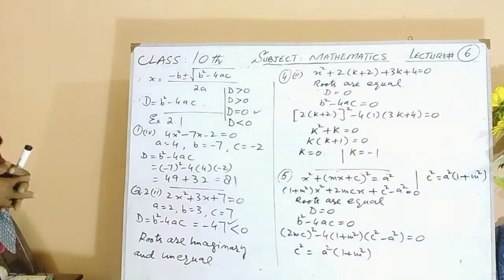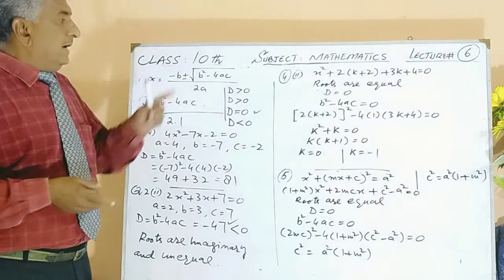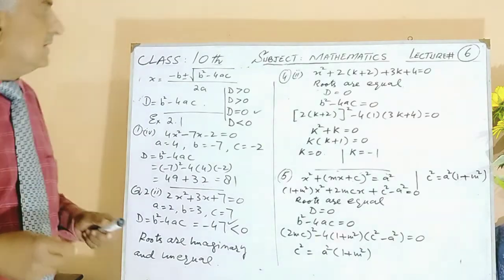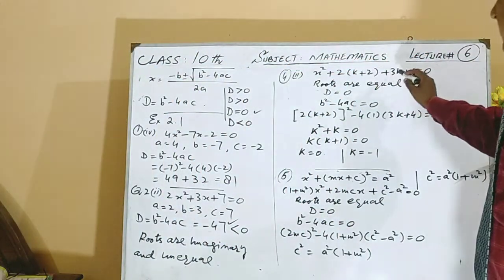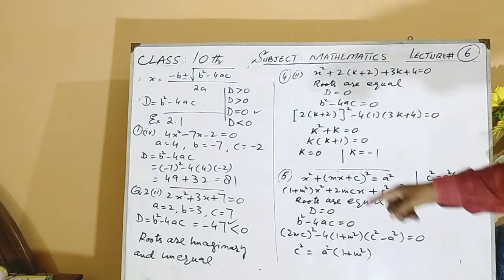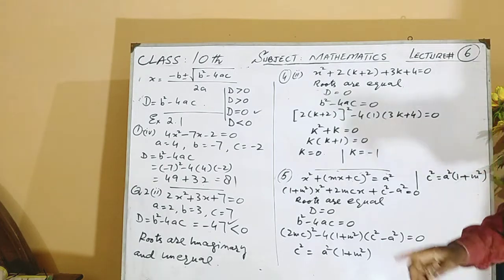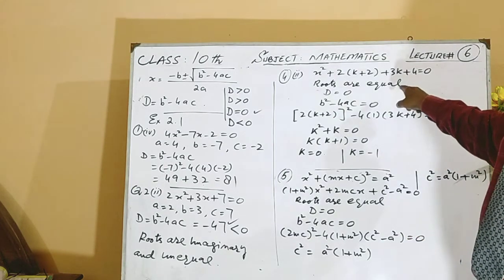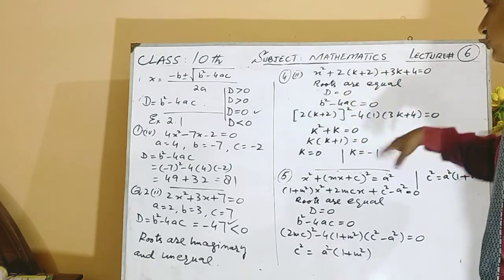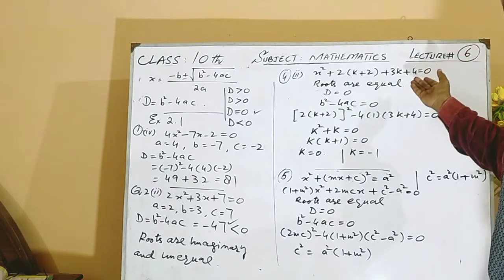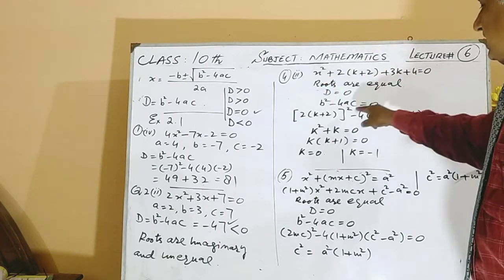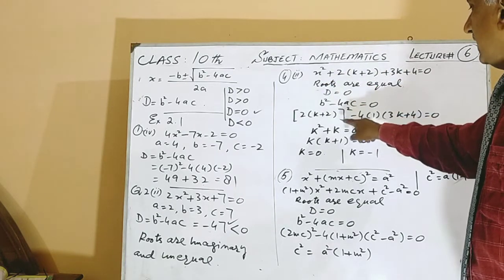We are going to discuss now question 4, part 2. This is the question. You are given that roots are equal. In that case, nature is already given, that is equal. Roots are equal. So in the start, you have to find the value of the unknown, that is k in this question. So you will put the values of a, b, c in this formula.